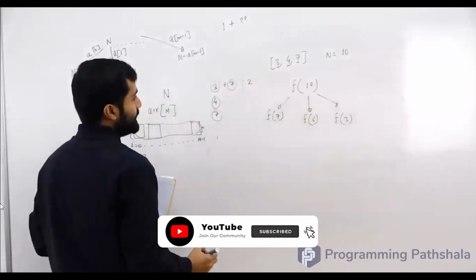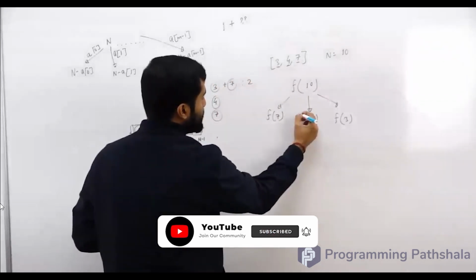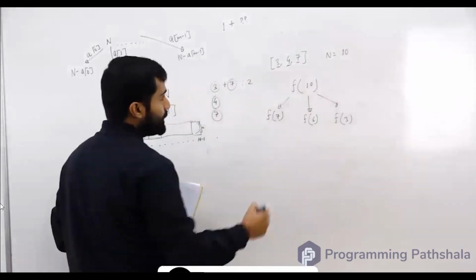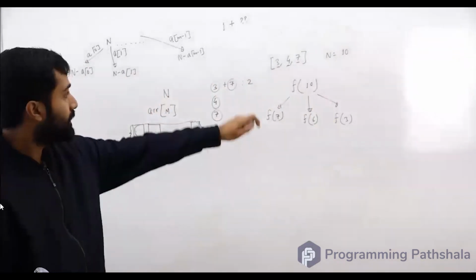So 2 coins are needed, right? And what is the fewest number of coins needed to make 6 rupees? Given that denomination?